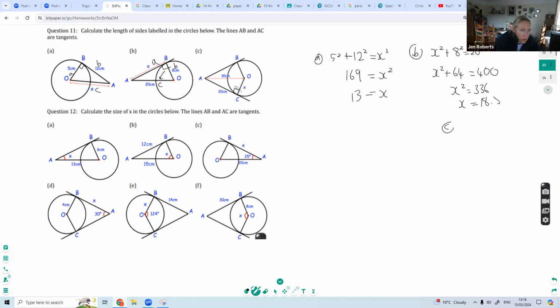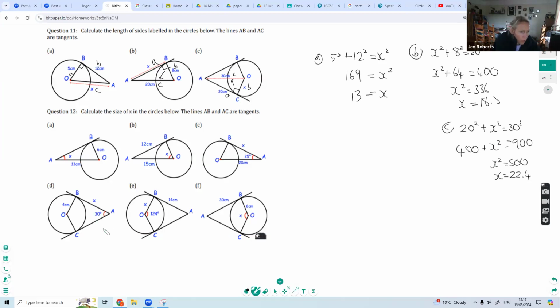This one here is very similar, part C. Your hypotenuse is your 30, so that needs to be your C here. So you've got a squared plus b squared equals c squared. 20 squared plus x squared equals 30 squared. 900, 400. Take 400 off both sides. Square root both sides. Gives you x is 22.4.